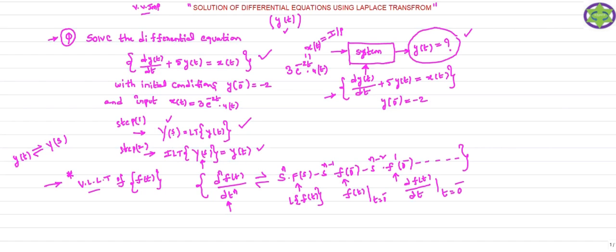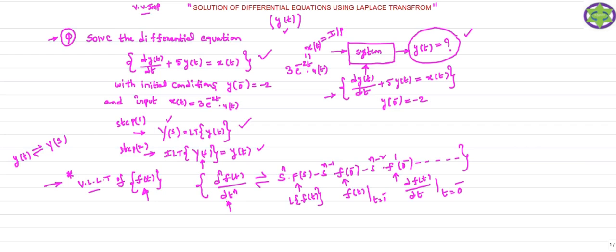So to find capital Y of s, you just remember this expression. This is the unilateral Laplace transform of the nth order derivative of a time domain signal f of t. I already gave this formula in the last class. Using this formula, I am going to find Y of s now.